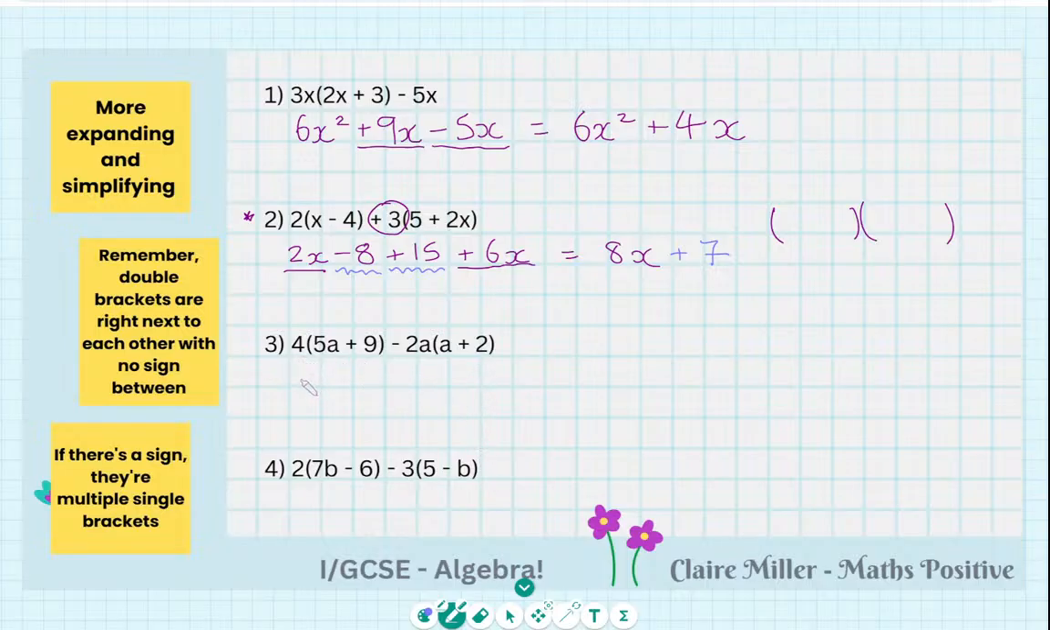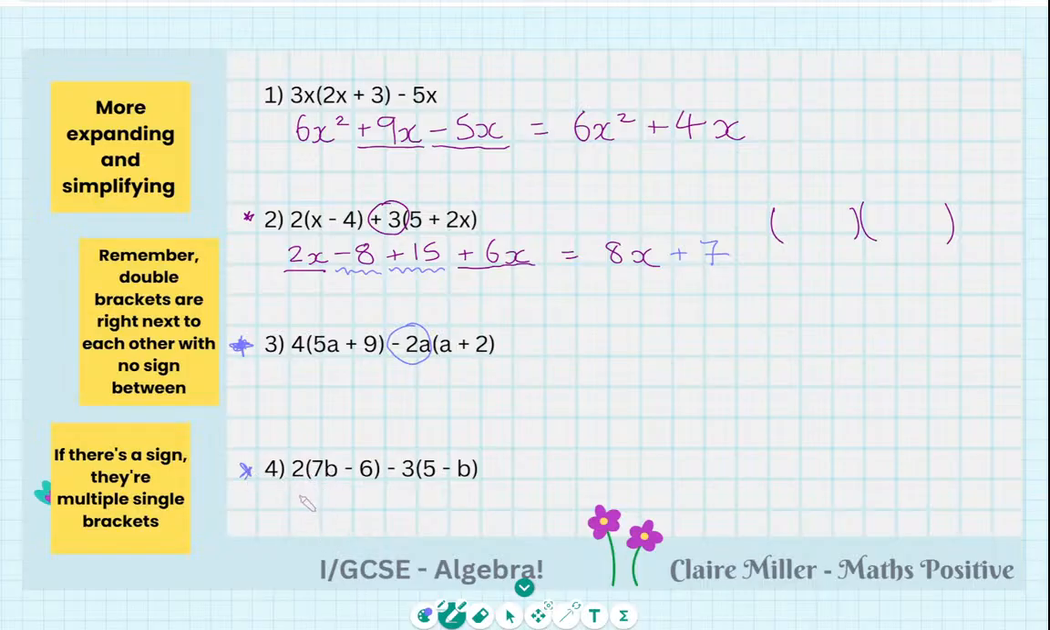So I think you'll be able to do this one yourselves, but do think really carefully about that minus 2a and make sure you're timesing everything by minus 2a. So this last term is going to be minus 4a. Okay, sometimes people forget that, which can cause problems.